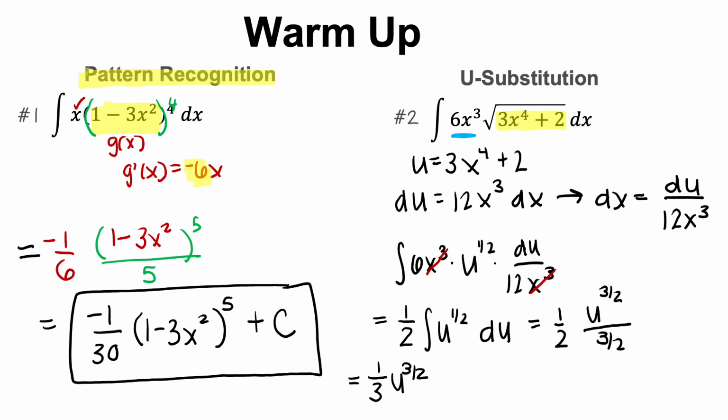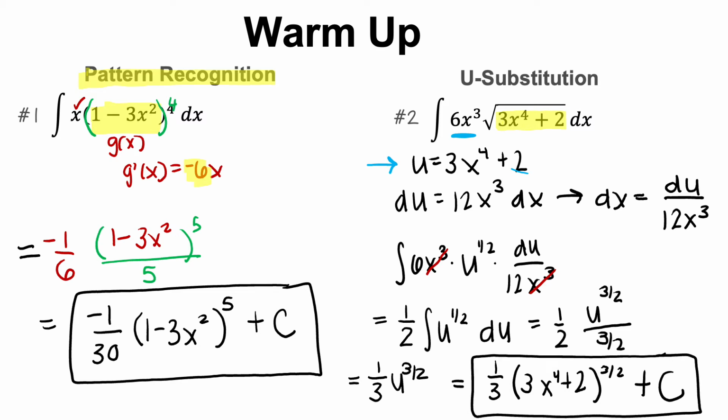And then remember, at the very end, we want to make sure to plug back in for u to give our answer in terms of x. So this is equal to 1/3 times 3x to the 4th plus 2 to the 3/2 power, and then a general solution, so plus c. So that's a quick reminder, a quick warm-up of the 2 methods that we were looking at last week, pattern recognition and U substitution.